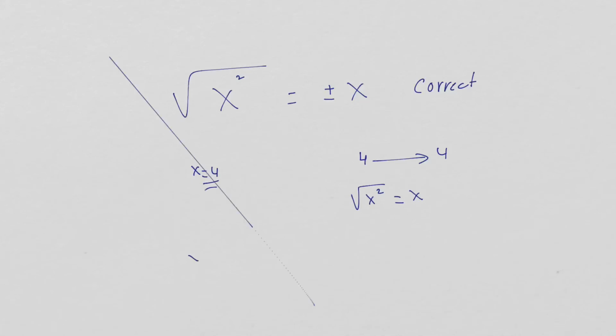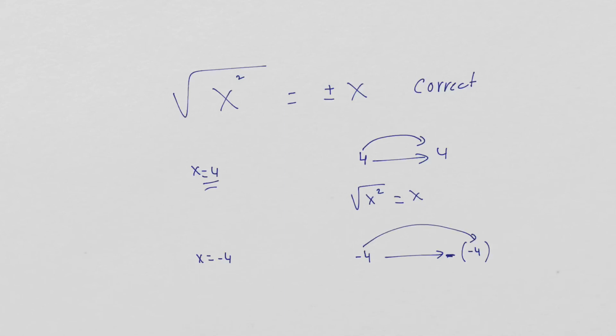But if x is negative, let's look at it. Negative 4 squared is 16, sorry, and the square root of 16 is still 4. So now negative 4 produced 4, which is minus negative 4. You either produce the value that you start with, or you produce the opposite of what you start with. Because we don't know what x stands for, we don't know if this x is 4 or negative 4, we have no choice.